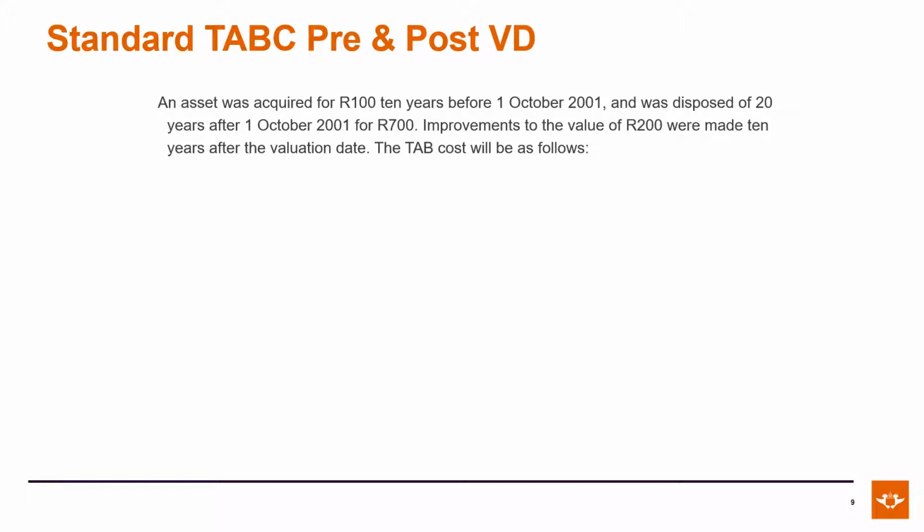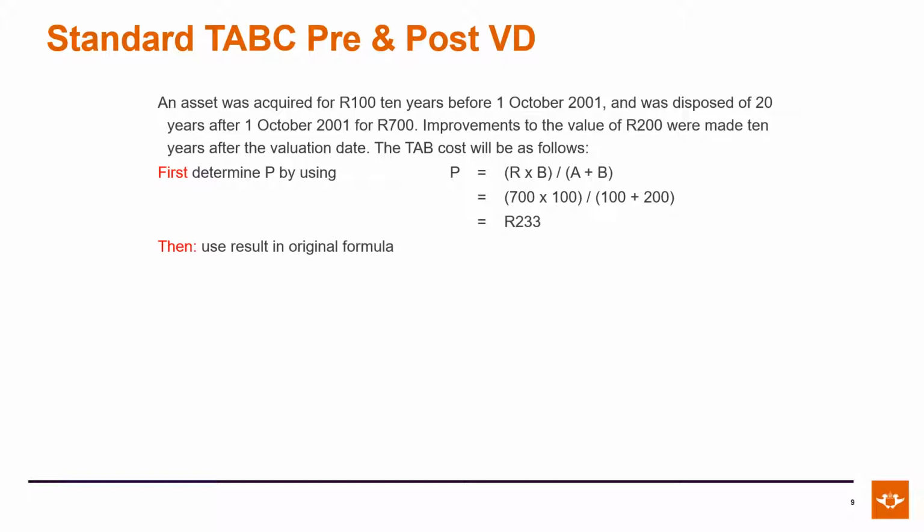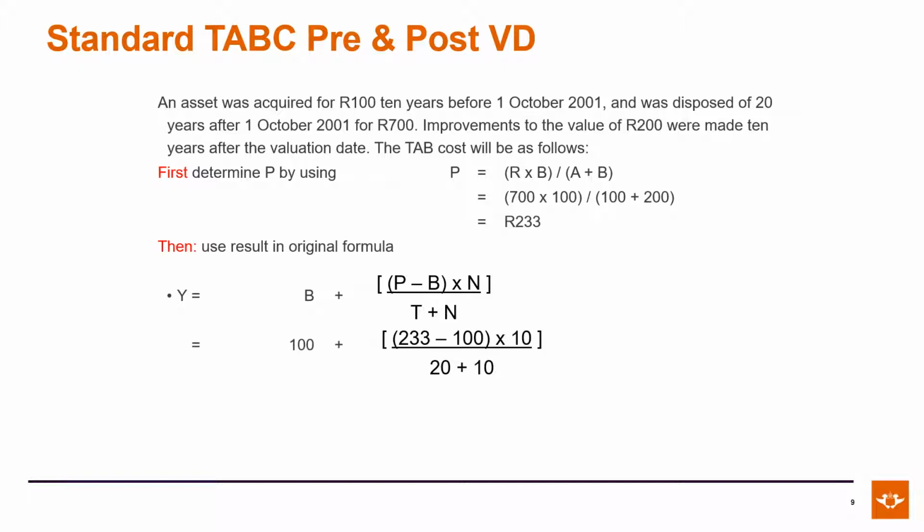If we consider the same example, but now we have post-valuation date expenditure incurred of 200 Rand, it will change your calculation as follows. Firstly, you need to adjust your proceeds variable with a second formula. Once completed, you'll use that adjusted value as your new P variable. Now we have a base cost of 144 Rand and a capital gain of 356 Rand.